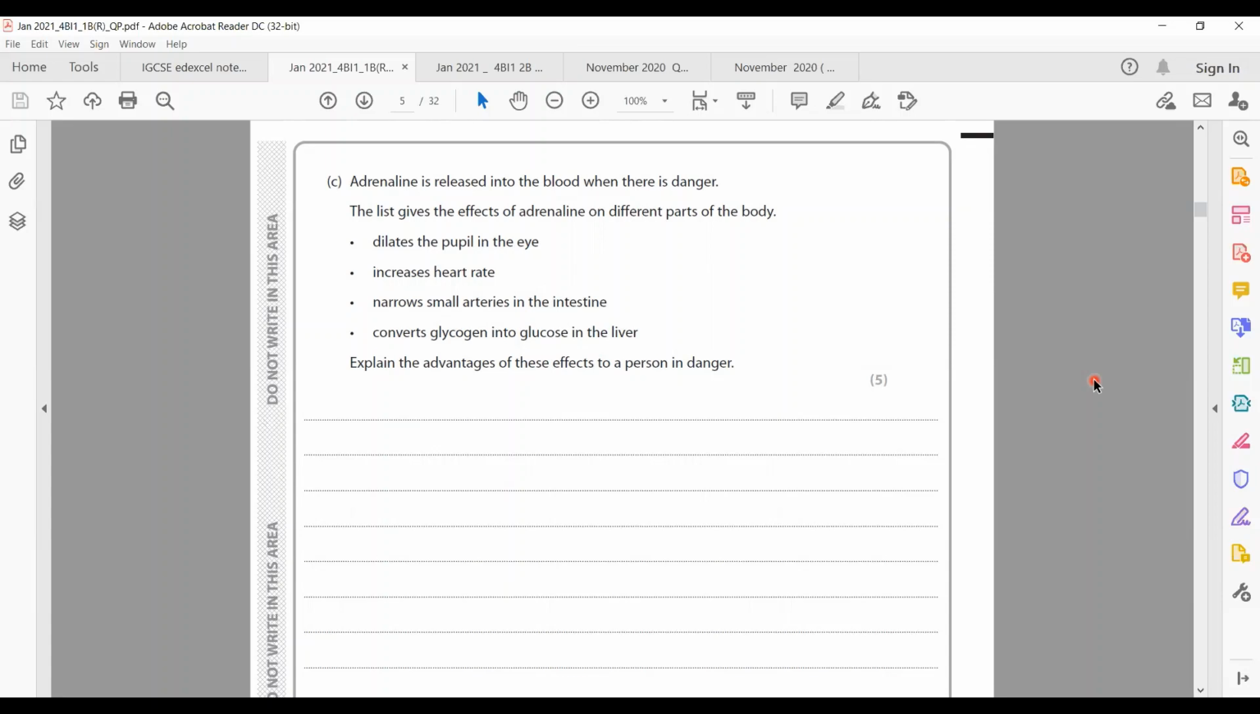Dilates the pupil in the eye, so that more light enters, or so he can see better. Yes, very good. Very good, sight. Bravo. Increases heart rate, so more blood and more oxygen is pumped to the muscles. Yes.